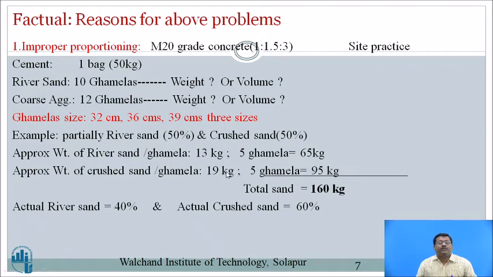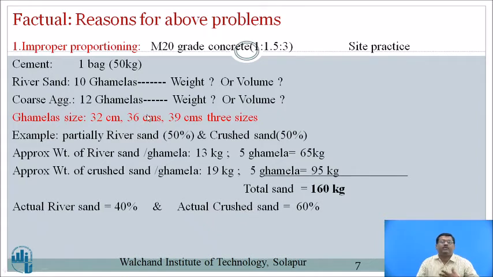If you measure the crushed sand, one gamela is 19 kg because the density of the crushed sand is more. 5 gamelas are taken, 19 into 5, it is 95. So, total fine aggregate is 160 kg. But if you compare weight-wise, the actual river sand which has gone into the mix is 40%, and the actual crushed sand which has gone into the mix is 60%.